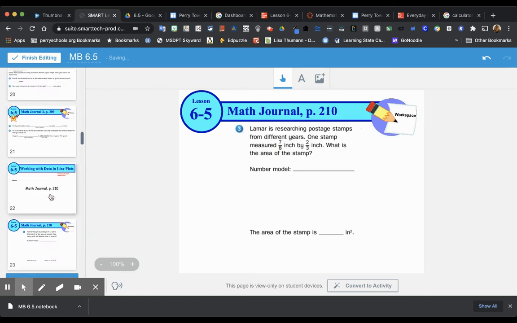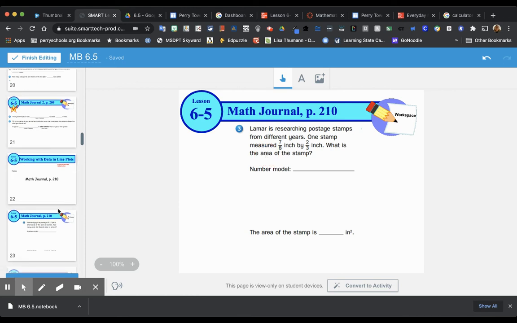And number 3, Lamar is researching postage stamps from different years. One stamp measured 7/8 inch by 2/3 inch. What is the area of the stamp? So we know when we find area, we are multiplying. So these are all practicing multiplying fractions.